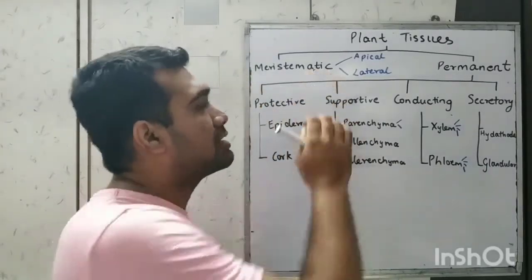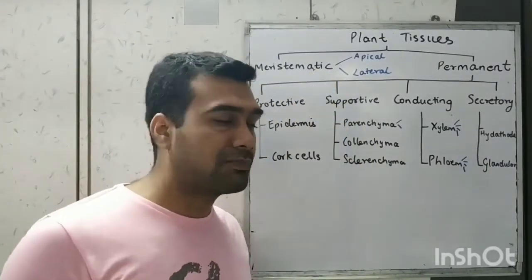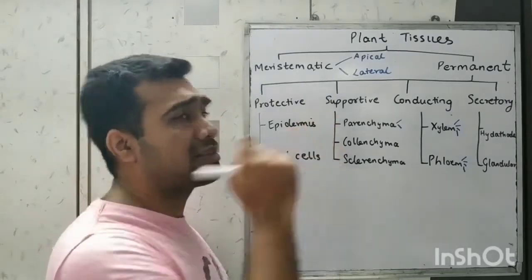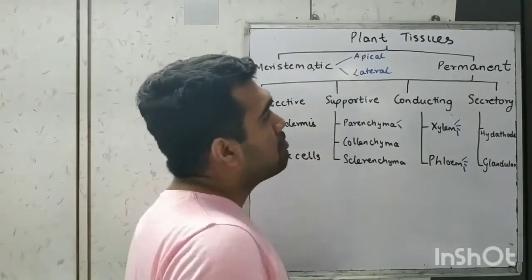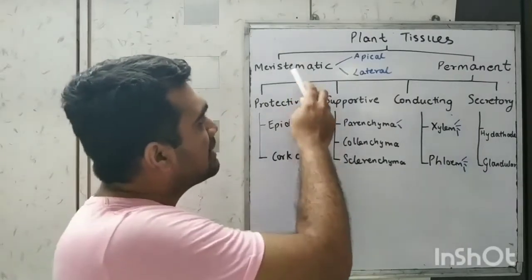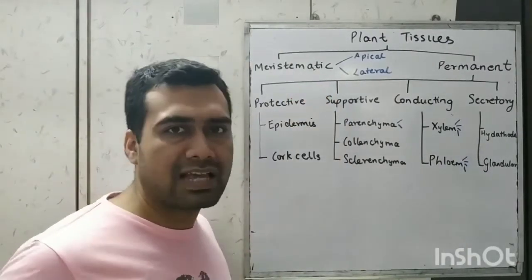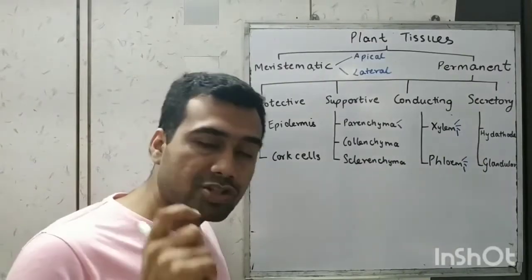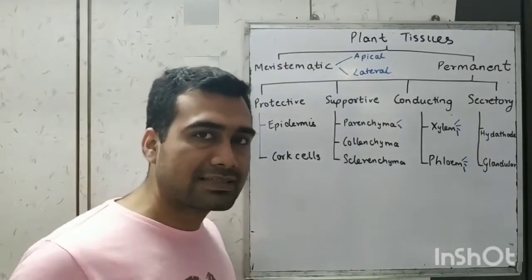So meristematic tissues are the least specialized tissues in a plant. Their cell walls are thin because they're alive. Permanent tissues, cell walls may be thin or thick. Meristematic tissues don't have any intercellular space. They are closely packed with each other. They have large nuclei and they are quite small in size.